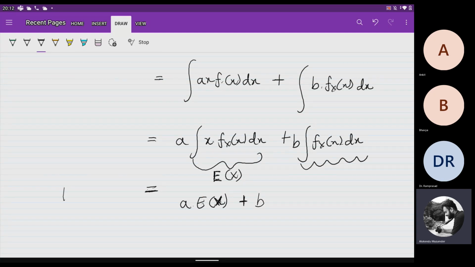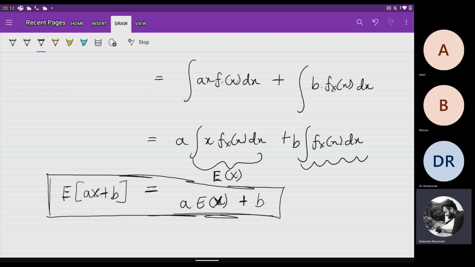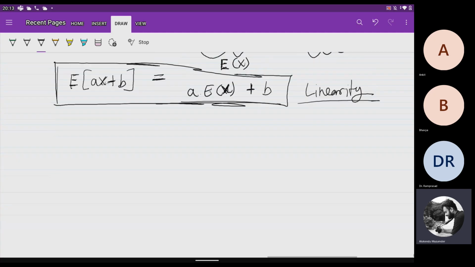Hence, expectation of ax plus b is nothing but a times expectation of x plus b. So this is known as the linearity property. This is linearity.